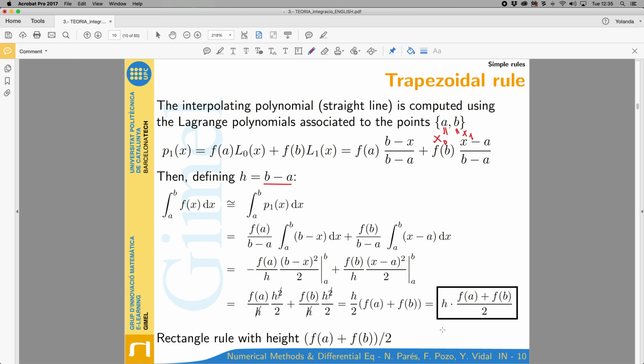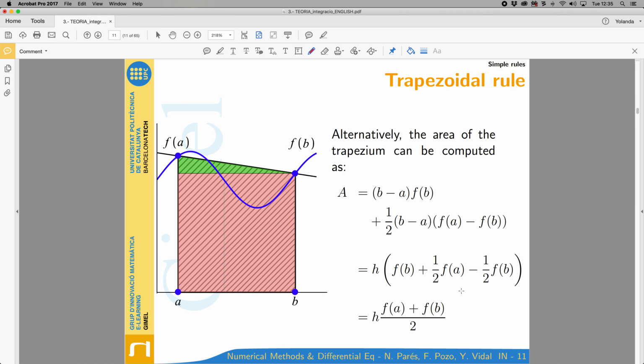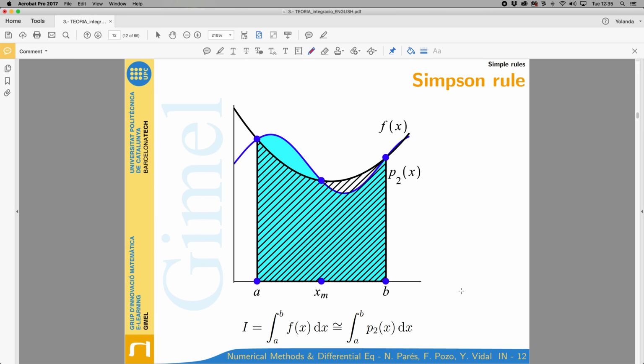So, as I say in our standard lectures, if you like boxing things, this is something you need to box. Here in the slide is already boxed. Now, this is an alternative way to compute this same formula. I will skip it. It's a more geometric approach, but it's not useful when the degree of the polynomial is higher. So it is not going to be useful, for example, for Simpson rule.